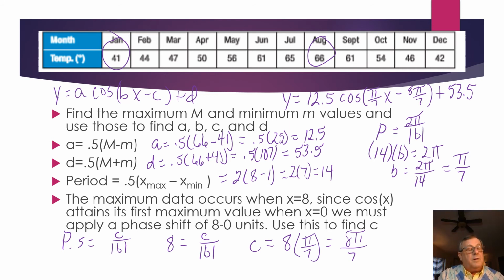Again, I'm trying to find y when x is 2. So I'm going to put 12.5 times the cosine of pi over 7 times 2, x being 2. Well, that's 2 pi over 7, minus 8 pi over 7. Close that parentheses. Plus 53.5. I encourage you to put that equation in there yourself, substituting 2 for x. And shazam, you know what I got? If I round it to the nearest degree, 42. Just like I did with the sine function.